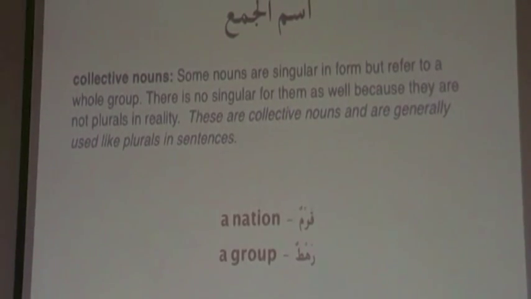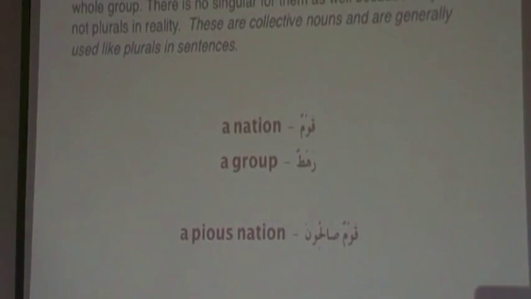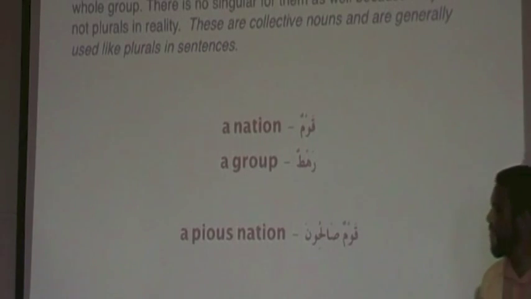So a qawm, qawm Hud, qawm Nuh, qawm is a nation or a people, right? And rahdun is a group. We use this and we describe it. Qawmun salihun, a pious nation, right? So qawmun is indefinite, salihun is also indefinite.